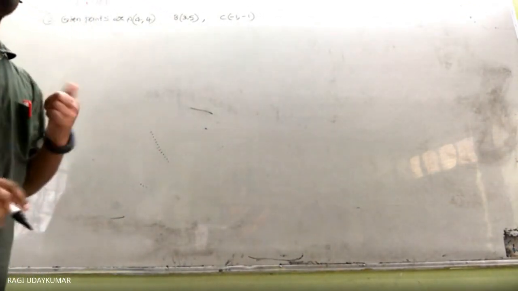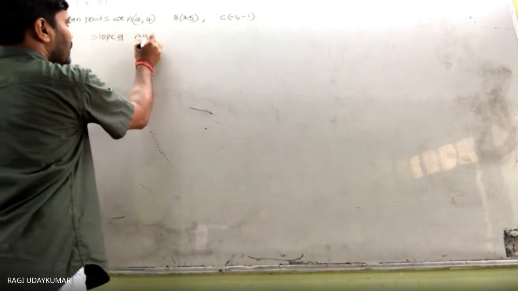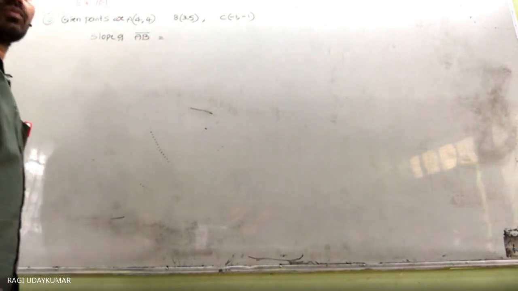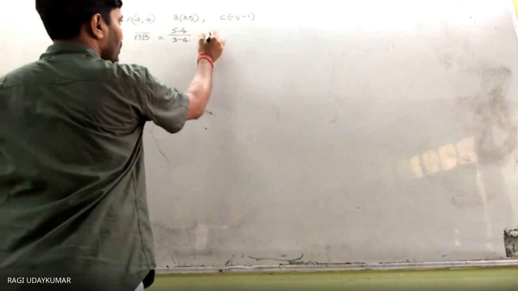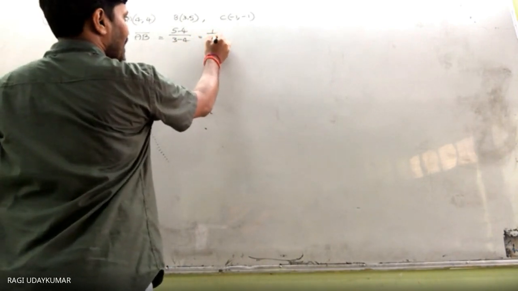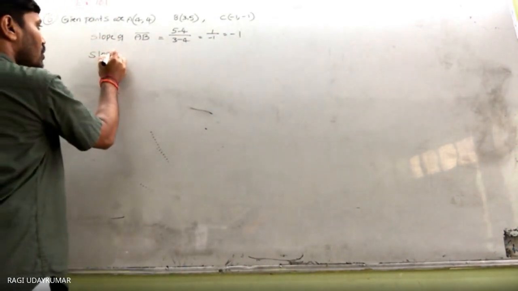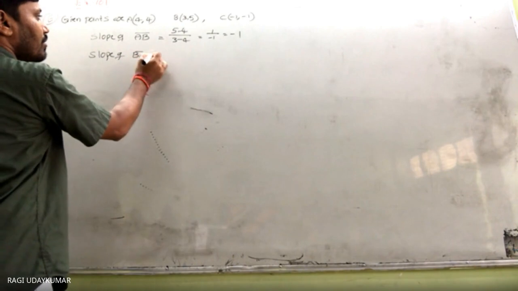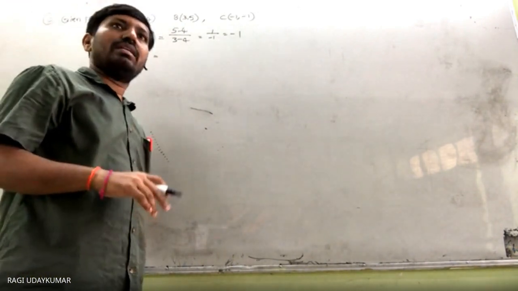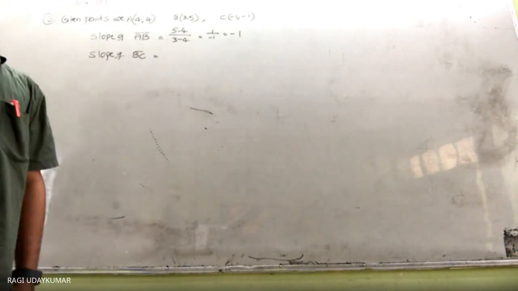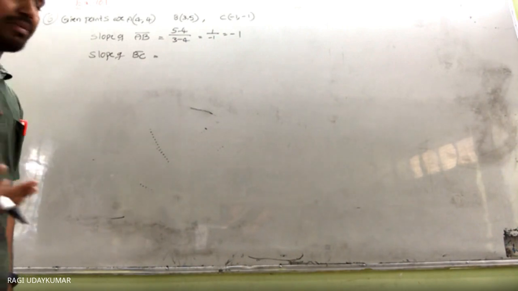So to prove that, first you have to find the slope of AB. 5 minus 4 by 3 minus 4, 1 by -1, so -1. Like that, we can do it using the slope concept. Even this can be done using the distance formula. But here the question is given without using Pythagoras theorem. If we use the distance formula, we have to use Pythagoras theorem.